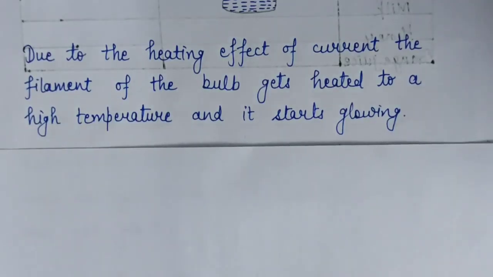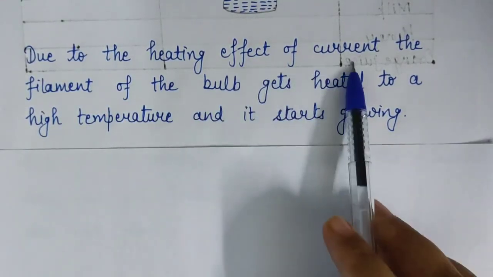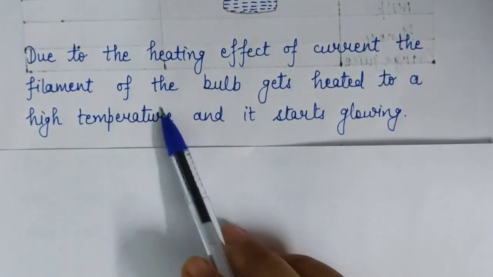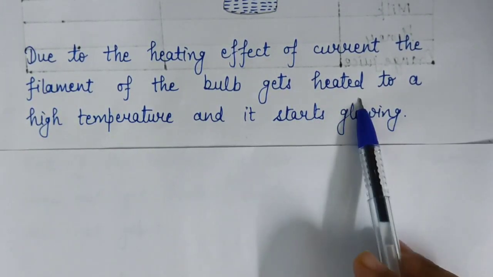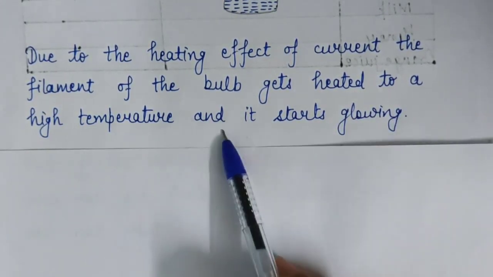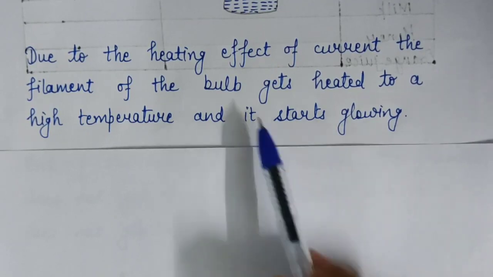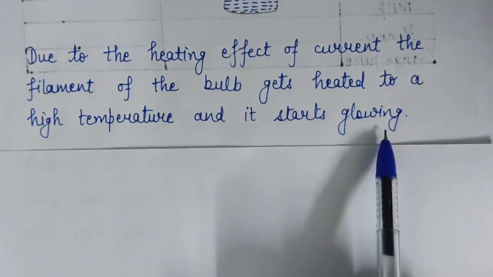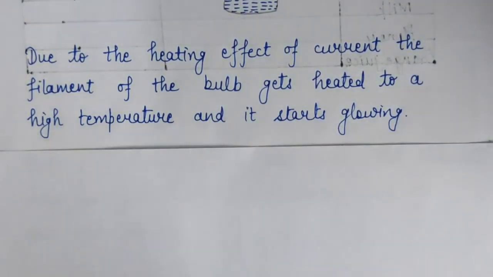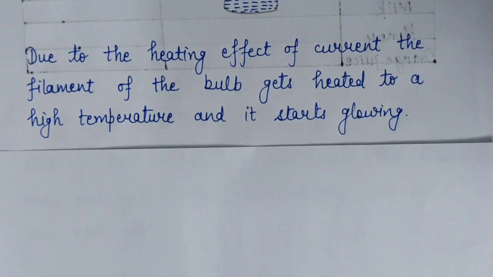So students, the bulb glows due to the heating effect of electric current. Because due to the heating effect of electric current, the filament of the bulb gets heated to a high temperature and it starts glowing. Means on receiving the current, the bulb starts glowing. Okay. But you know, some liquids conduct electricity and even after that the bulb does not glow. But why?